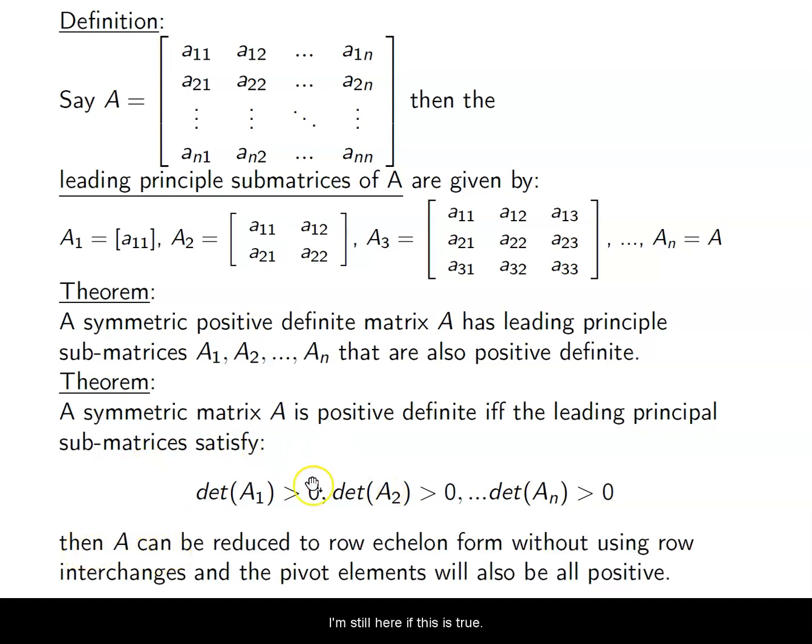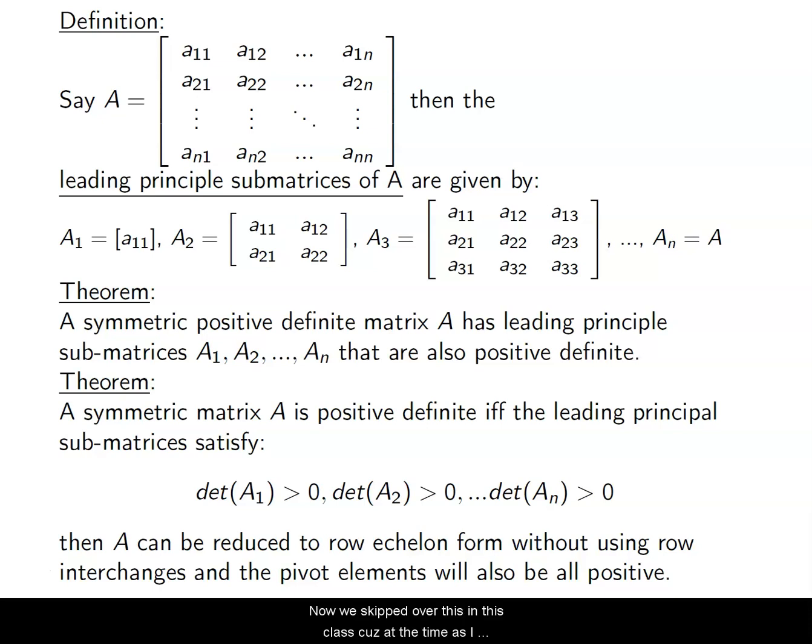So here, if this is true, then A can be reduced to row echelon form without using any row interchanges and with all of our pivot elements being positive. So all the places where the pivots are going to show up, they will be positive values, right? So basically the A11, the A22, and the A33 should all end up being positive values. This is important because it is going to allow us to do what's called an LU factorization.